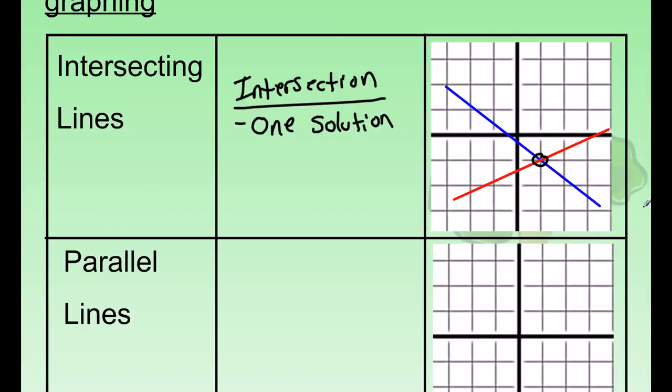And the only way that that's really going to happen, and this is another important note to put down, is if the two lines have different slopes. If the slopes are different, it means they're not parallel, so they have to intersect somewhere. So that's what we could say about these intersecting lines. There is an intersection, there is one solution, that intersection point, the x and y coordinate right there, and they have different slopes.